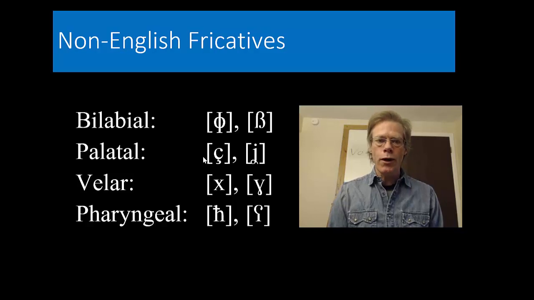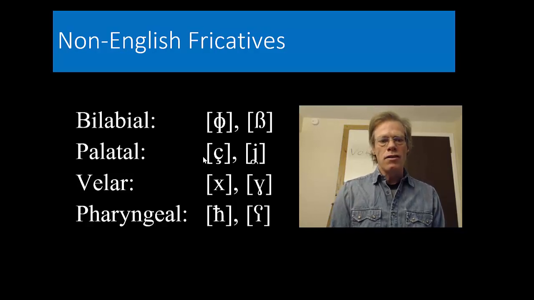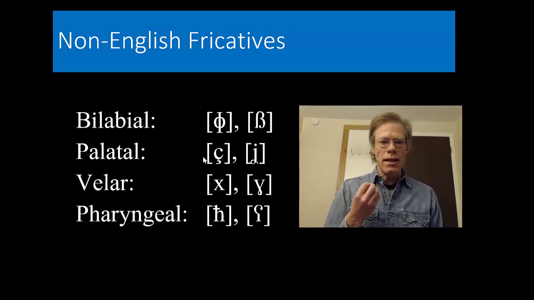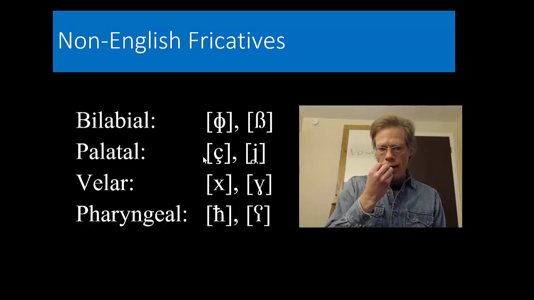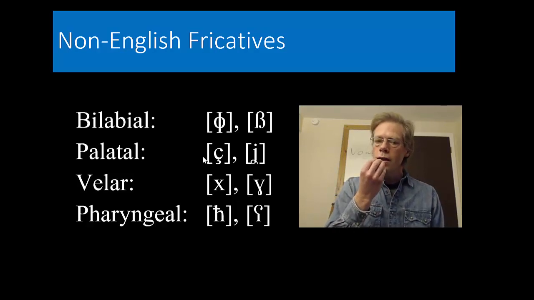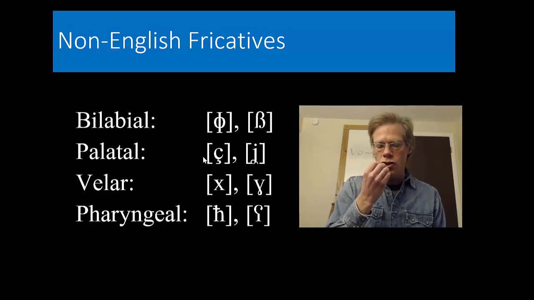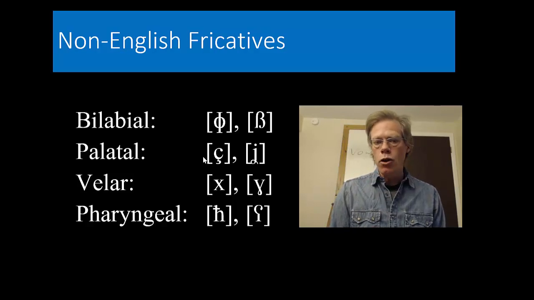Then we've got some fricatives in other positions that we don't have in English. So, for example, we've got bilabial fricatives. That would be where we use the two lips, but rather than fully closing them off as we would for P or B, we have a partial constriction there, a very close constriction. So the first one would be f, off.